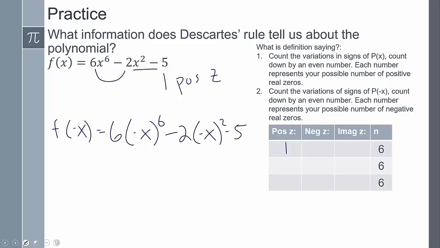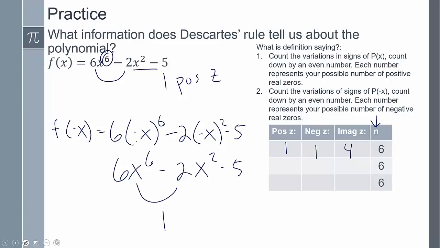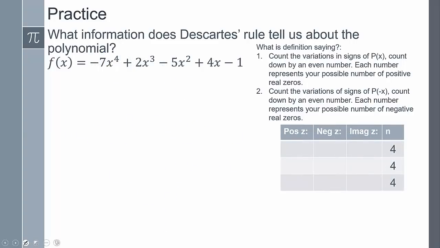All right, so now simplifying this, a negative to the 6th power, that's still that. I still have that, and that's still minus 5. So nothing really changed, and so counting this, I get 1. And so you get 1 negative zero. Now my n is 6, which is why that is 6 there. And so I know I have 4 imaginary zeros for this. I have 1 positive zero, I have 1 negative zero, and I have 4 imaginary zeros for this polynomial here. Let's try another one.